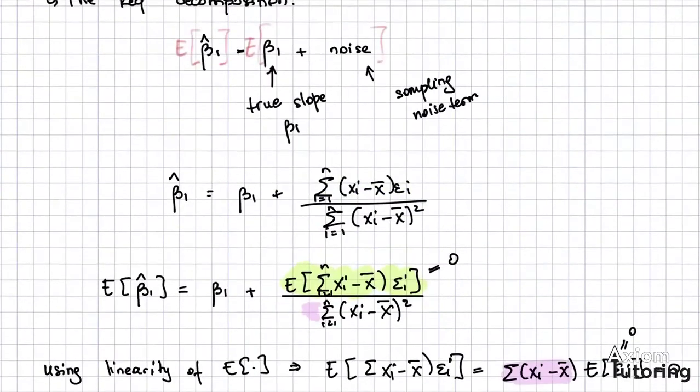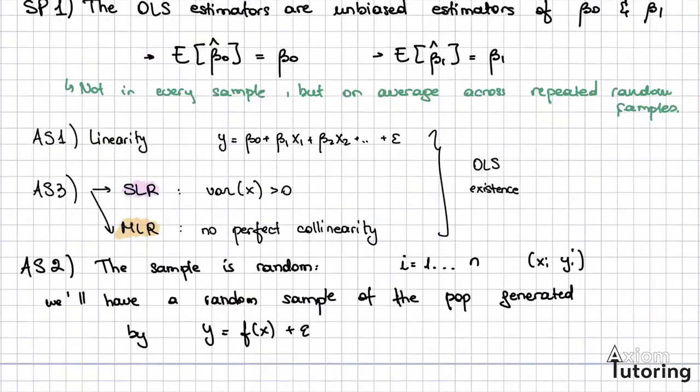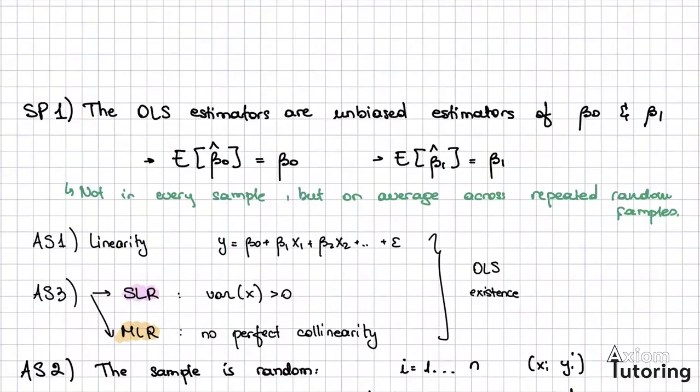We are not done yet with the assumptions, because we have to move on to proving statistical properties 2 and 3. However, this is how the first 5 assumptions form the picture, or give you the idea of how we get to the unbiased property.